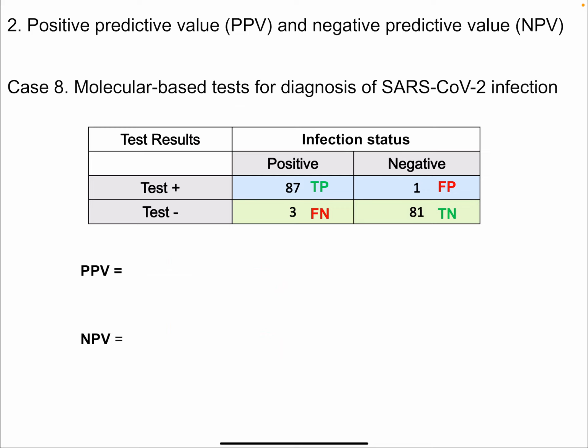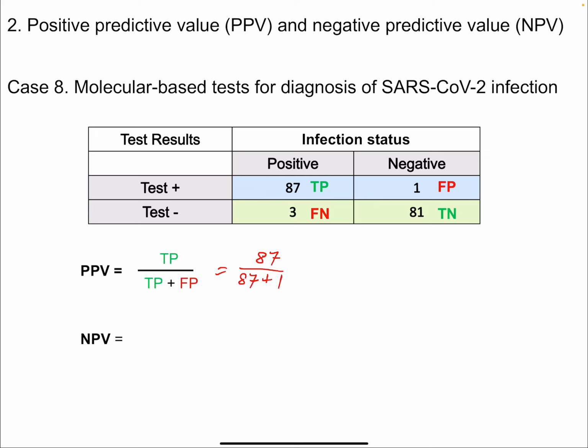On the other hand, if a person is tested positive, how likely is the person truly infected by the virus? We can use positive predictive value to answer that question. PPV can be calculated using this formula. True positive divided by true positive plus false positive. In this case, it is 87 divided by 87 plus 1.